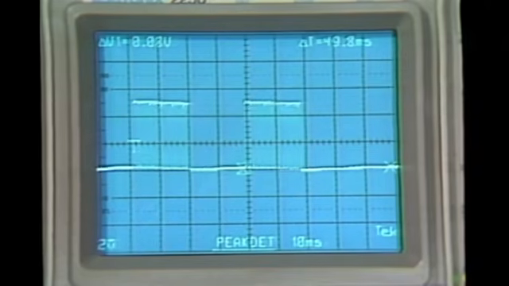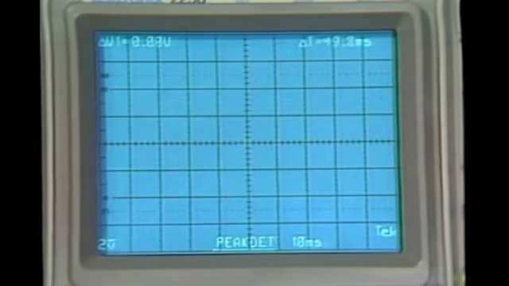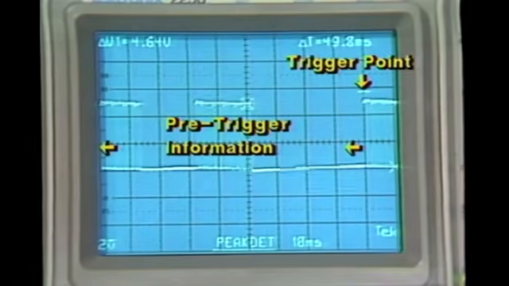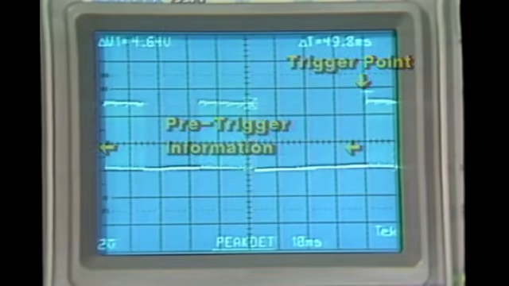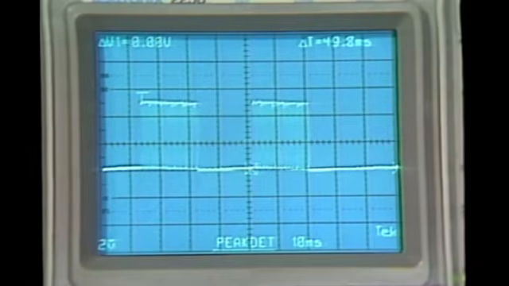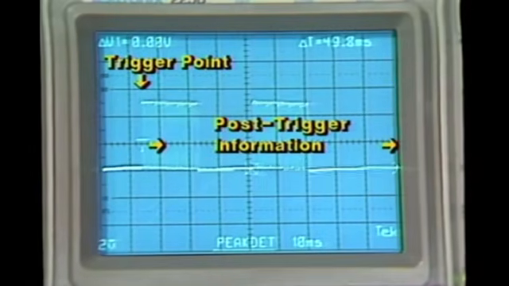By selecting a pre-trigger display, we can view any events that occur before the start of the signal, and also view all of the leading edge of the signal. For viewing events that happen after a signal event, we can select a post-trigger display.